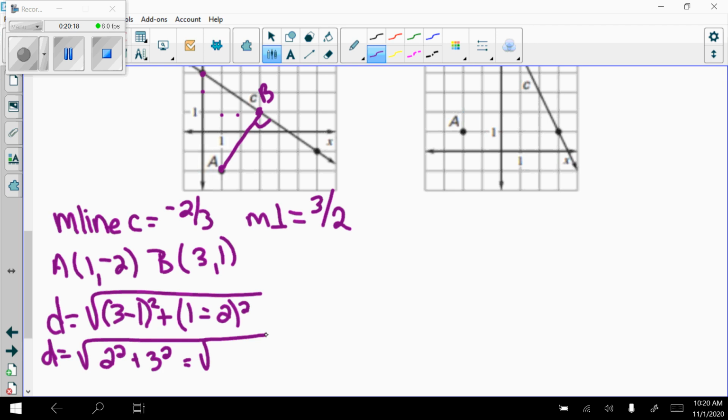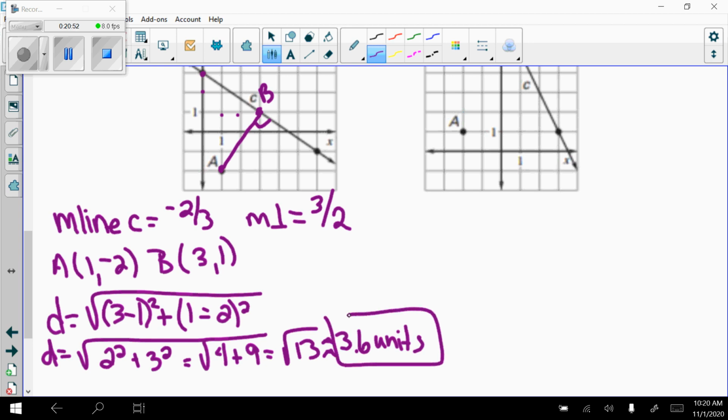That's equal to 2 squared is 4, 3 squared is 9, 9 plus 4 is 13. So I have the square root of 13. But the directions asked to round your answers to the nearest tenth, so I need to plug that in my calculator. The square root of 13, nearest tenth, that is 1 decimal place. So I get 3.6. So approximately 3.6, and then I found distance, so I need units.